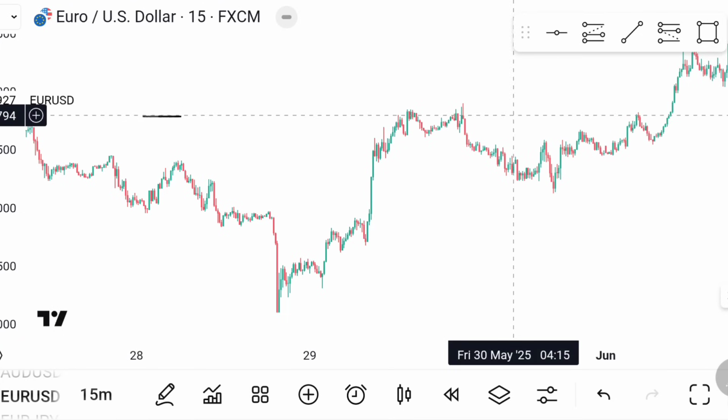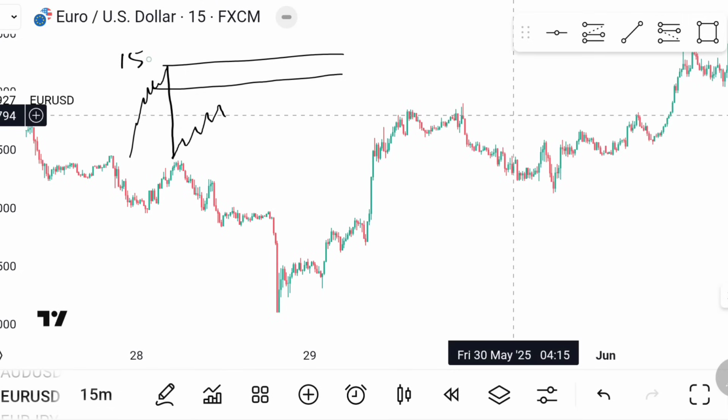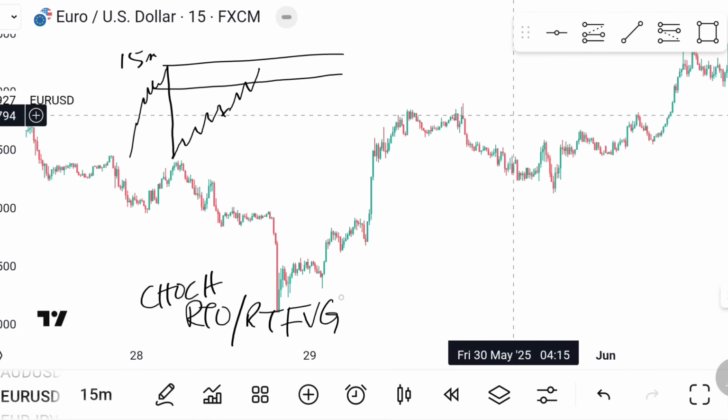Now, you have your supply zone like this. All right, this is like your supply zone, and now you would want price to come to the zone. Let's assume this is 15 minutes time frame, your setup time frame, and once price comes into the zone, you are now supposed to look for your change of character, and your return to order block or return to fair value gap. You return to FVG.